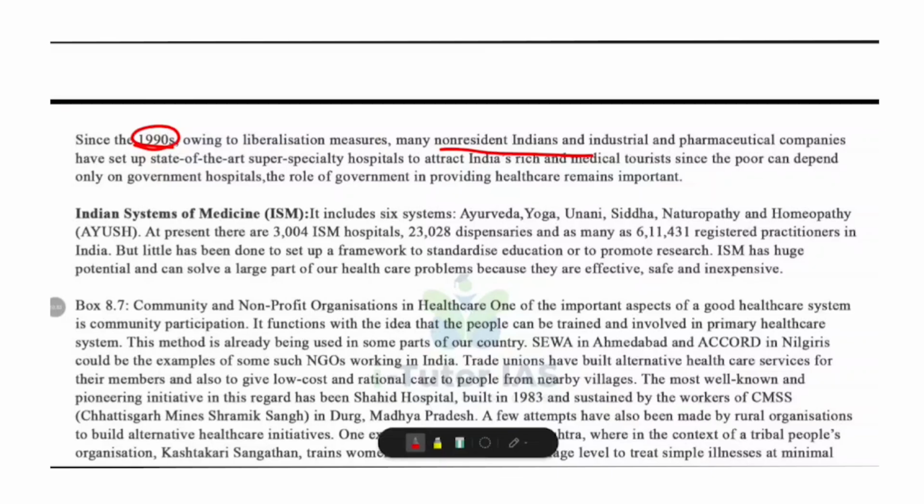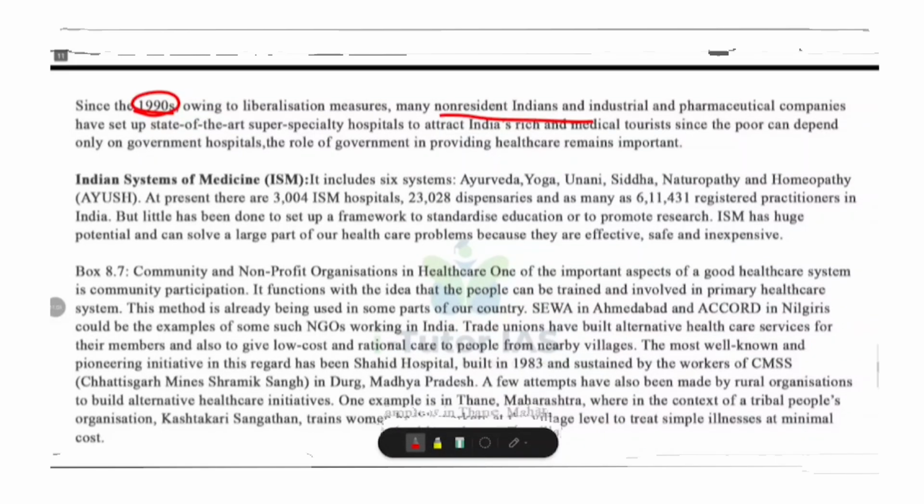So the implication is, even with the growth of private sector, the government's role remains critical in ensuring accessible and affordable health services for all, especially the economically disadvantaged person.